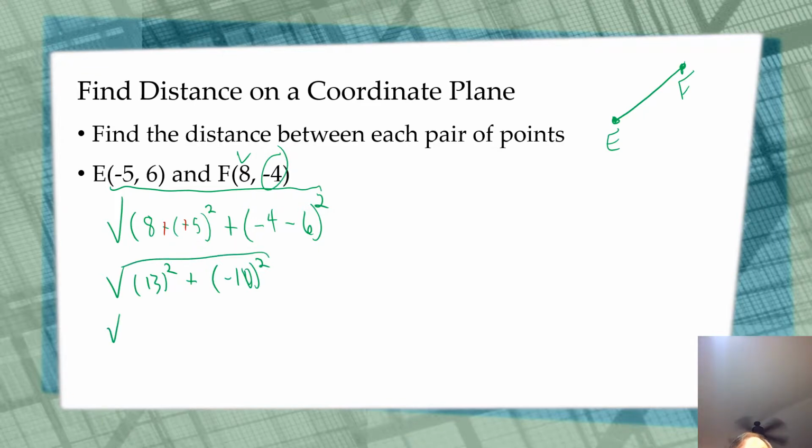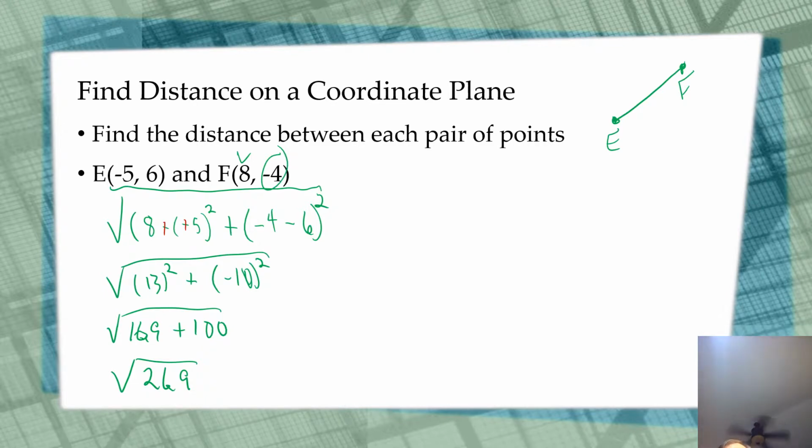Well, let's see, 13 squared, and you can check this on your calculator, is 169. 13 times 13. And negative 10 squared is 100. And now we're looking at taking the square root of 169 plus 100, and I add those two together. And now we're looking at the square root of 269.